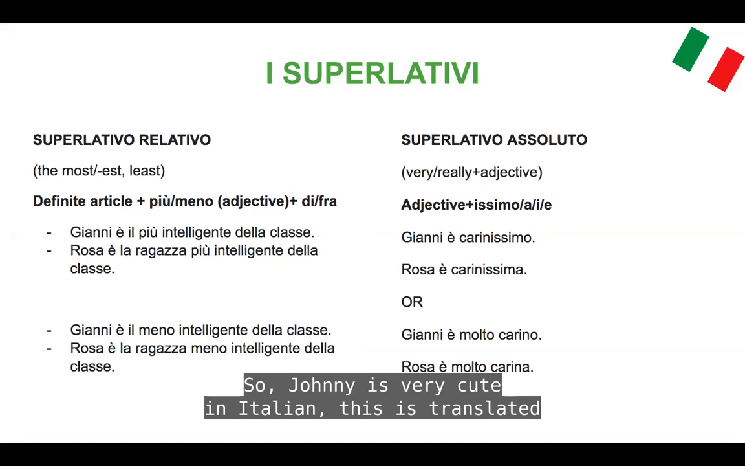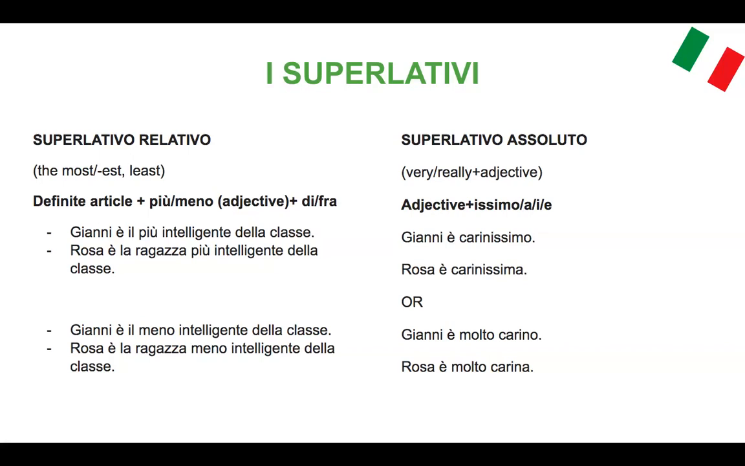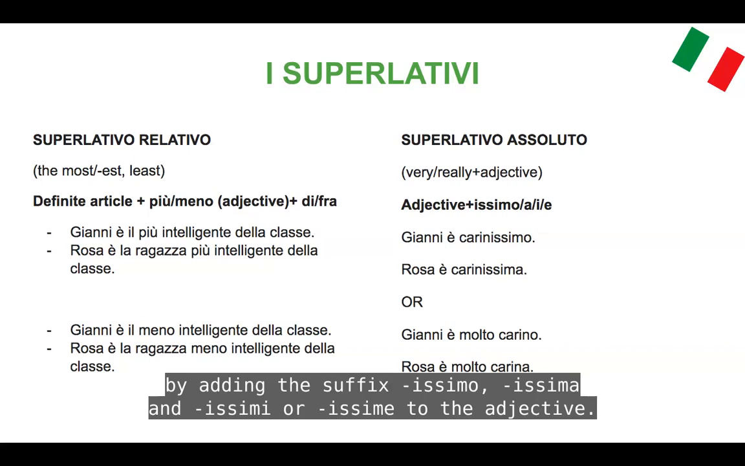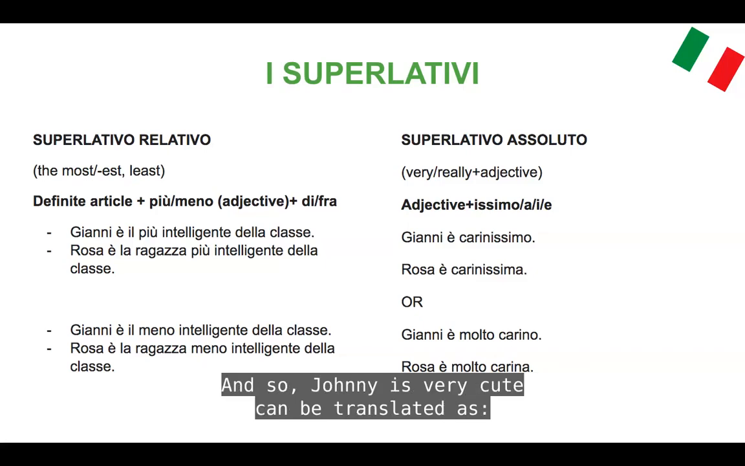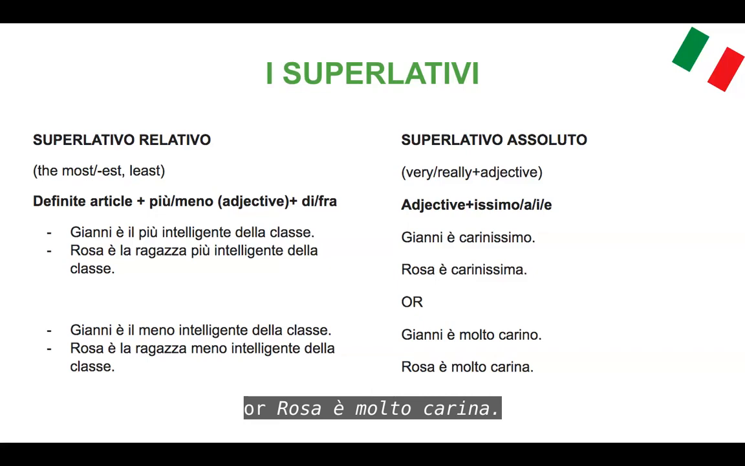In Italian, this is translated by adding the suffix issimo, issima, and issimi or issime to the adjective. And so, Gianni is very cute can be translated as Gianni è carinissimo or Rosa è carinissima. As an alternative, I can also say Gianni è molto carino or Rosa è molto carina.